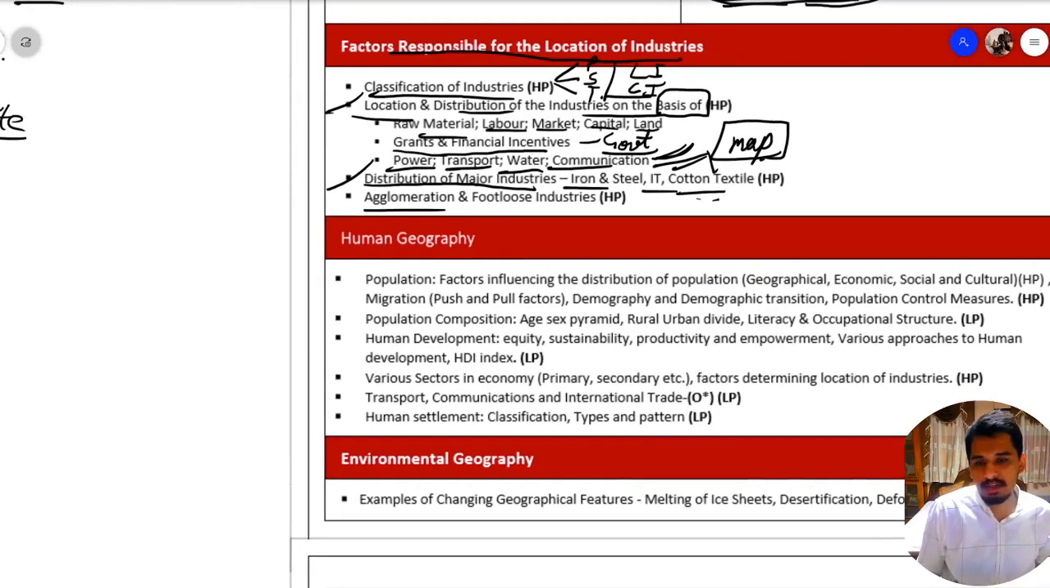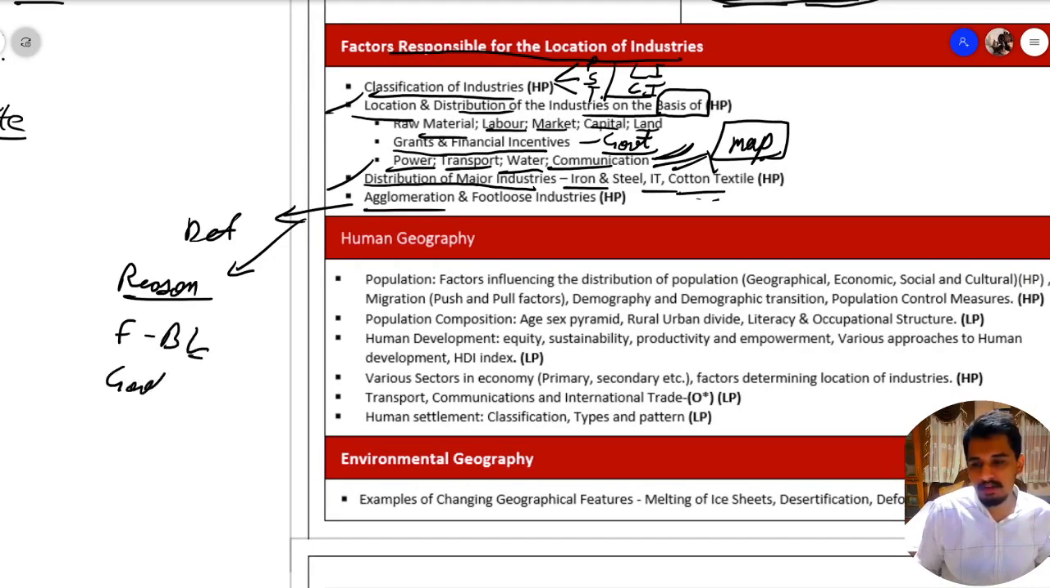Then we have agglomeration. What is the definition of agglomeration and why are some industries agglomerated? You should know the reason. Some of the reasons are forward and backward linkages. Then we have government incentives. Then we have skilled labor. Then we have economies of scale. These are some of the reasons for agglomeration.